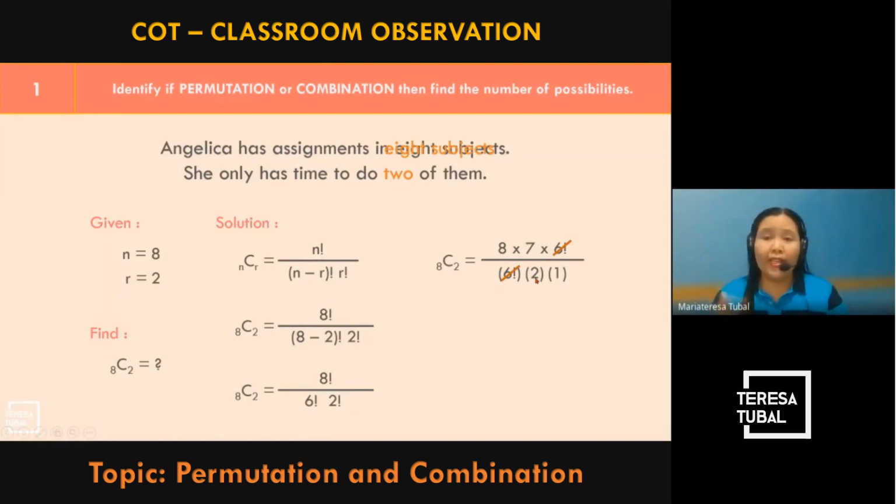Or, you can get the lowest term. Ma'am, alin po ba yung lowest term? 8 divided by 2, that is equal to 4. 4 times 7 is equal to 28 divided by 1, that is equal to 28. So as you can see, pwedeng i-lowest term or pwedeng direct na multiply the numerator divided by the denominator. How about example number 2?